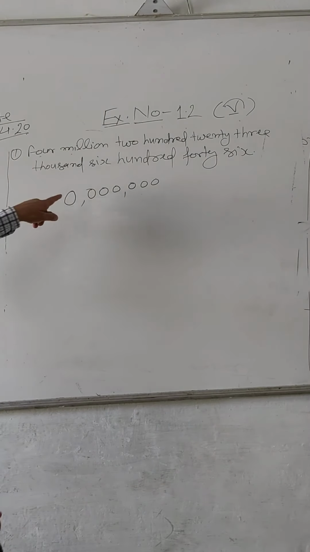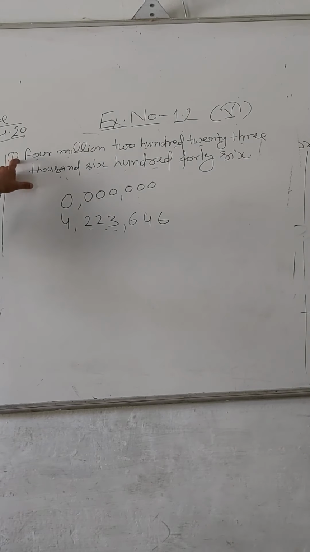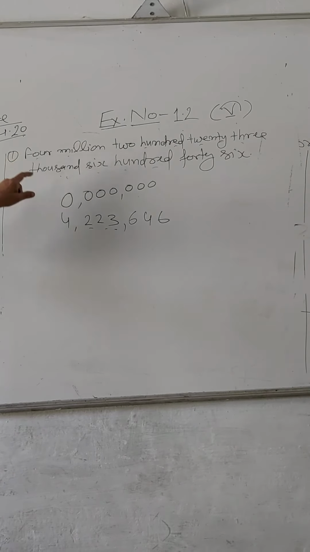After that, 646. So from this you have to write the number. From the number name you write the numbers, and from the numbers you have to write the names. So both practices you have to do.